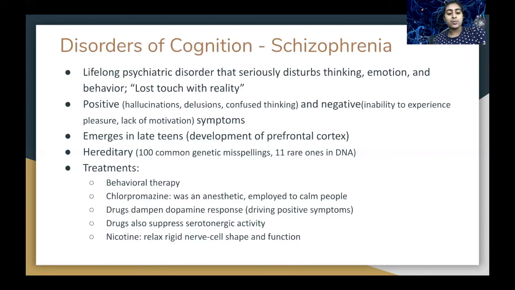There are also drugs that suppress serotonergic activity. And they've also found that nicotine helps. It helps relax the rigid nerve cell shapes and functions. So this is why sometimes people smoke in order to help with schizophrenia. Smoking's obviously not the best way because there are a lot of bad things, but nicotine that's not in smoking, it could be used as medication, a drug, to help with schizophrenia.